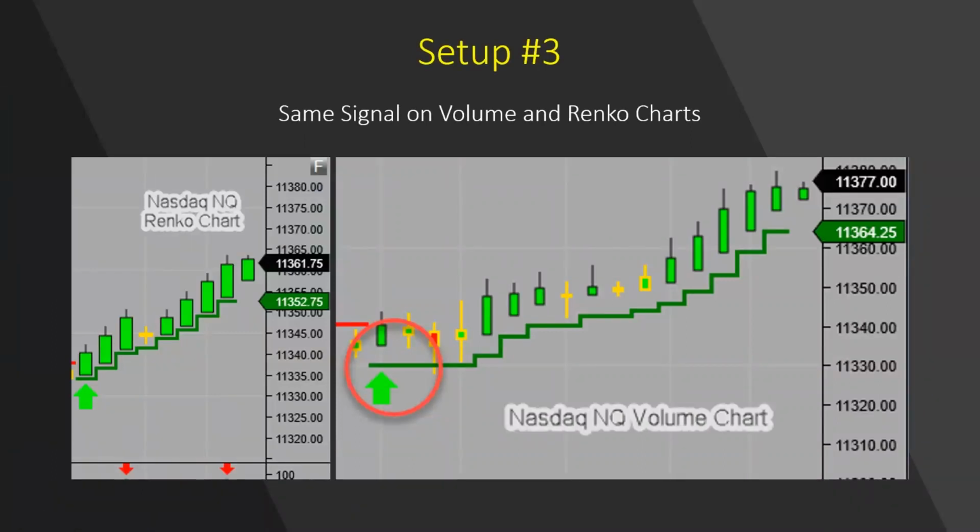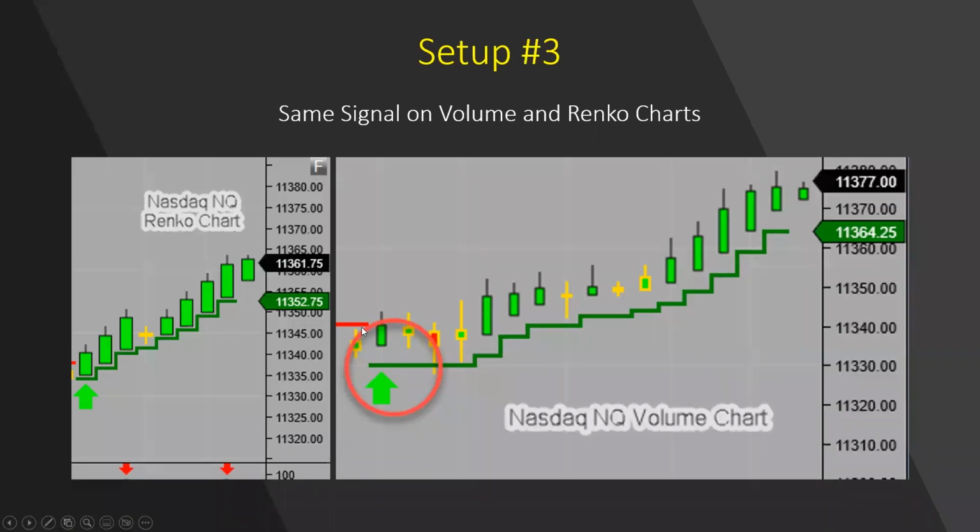All right, so setup number 3. This is a chart where we have on the left side, I've got the volume chart, and on the right side we have the Renko charts. Actually, let me reverse that. The right side is the volume chart, left side is the Renko chart.